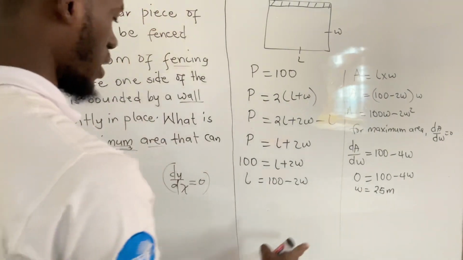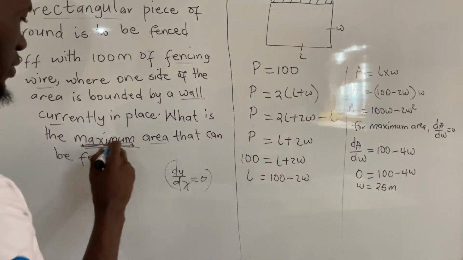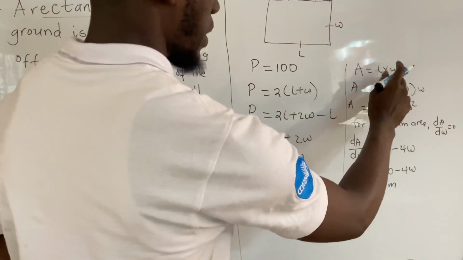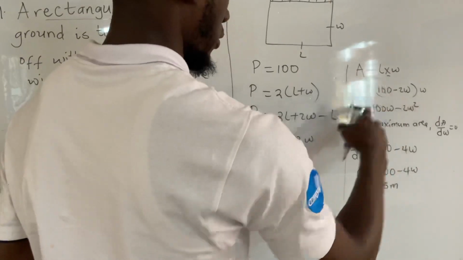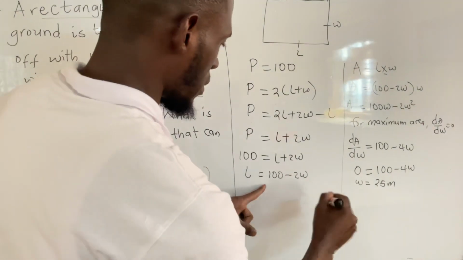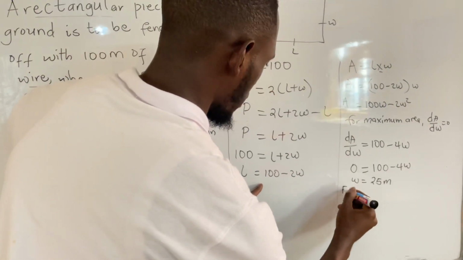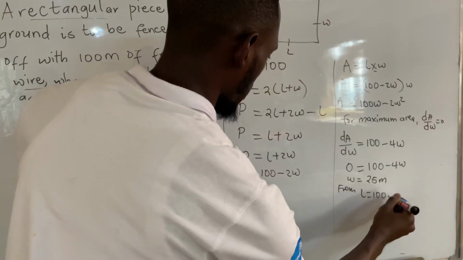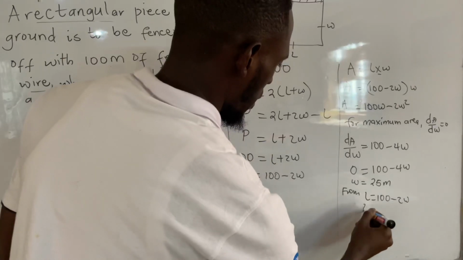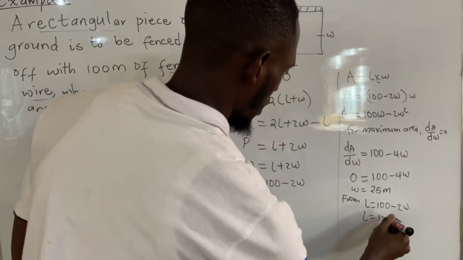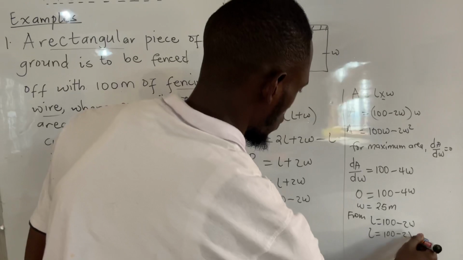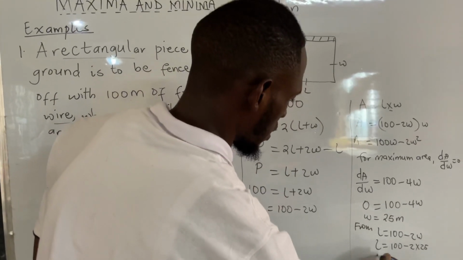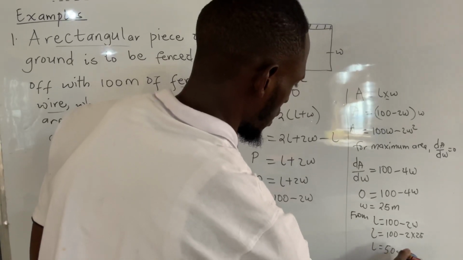This is not the final answer. They want the maximum area, so maximum area is length times width. But in this case, I have the width, I don't have the length. So I have to come back and get the length, from L is equal to 100 minus 2W. My L is given by 100 minus 2 times 25, which is 100 minus 50. Length is just 50 meters.